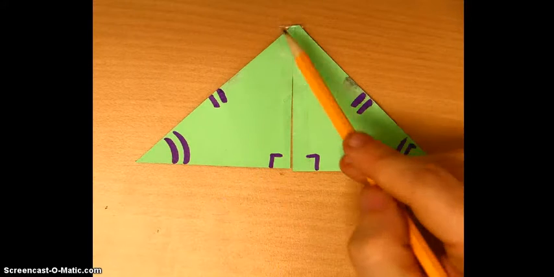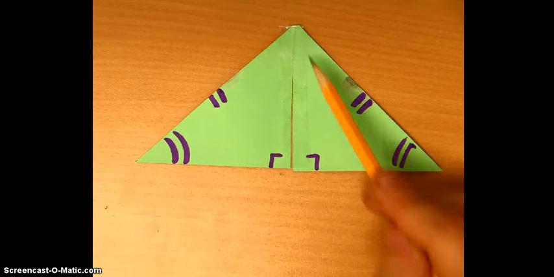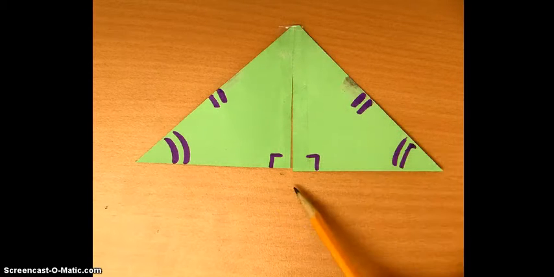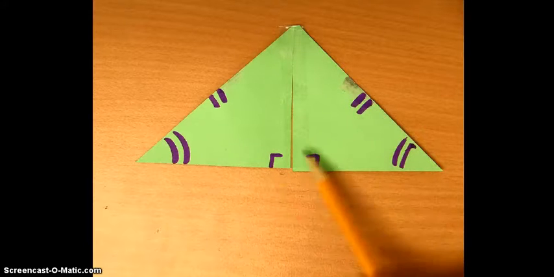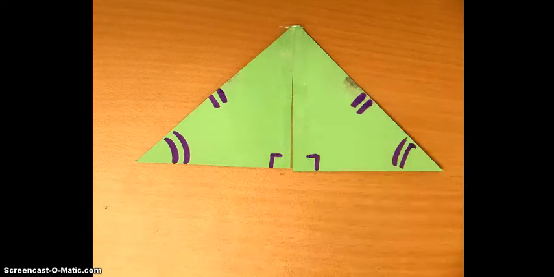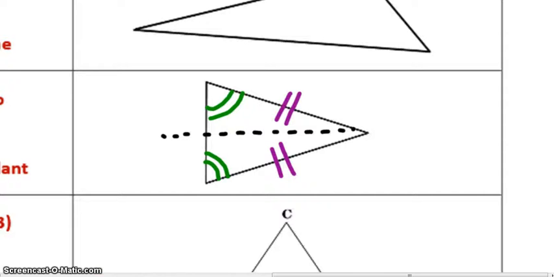Another way to look at it is to take your isosceles triangle like this, draw a line of symmetry down the middle between those two congruent sides, and then notice that these two angles must be congruent by symmetry. And here's how I've sketched that out in my notes. If you need to pause here to copy this down, you can.